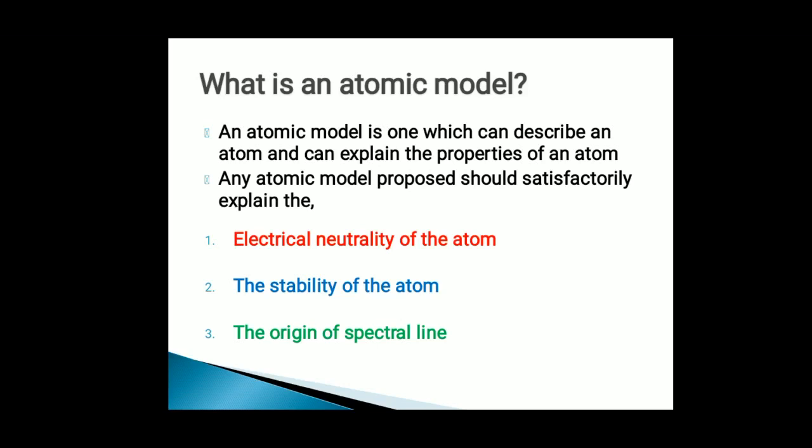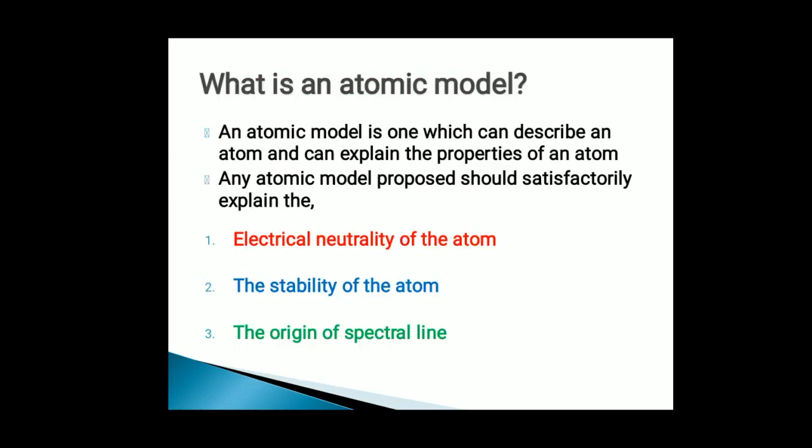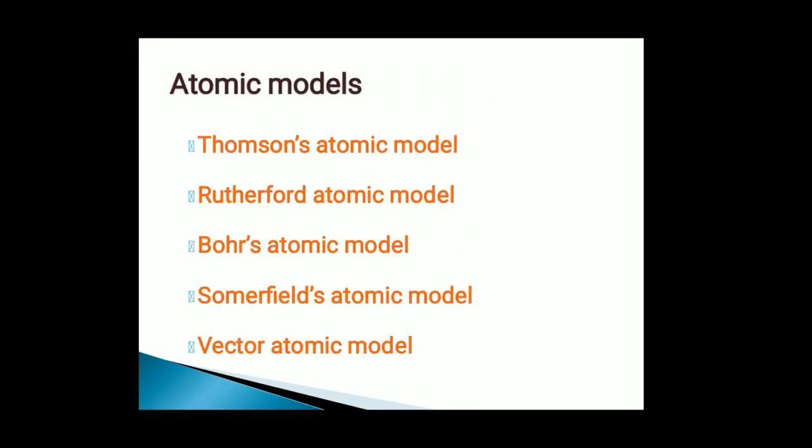And it should also explain satisfactorily the stability of the atom, and the origin of spectral lines. Now let us discuss the important atomic models proposed to explain the structure of the atom, and see whether all these models explain these three points successfully or not.